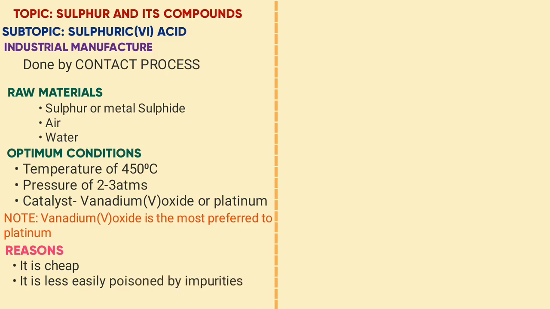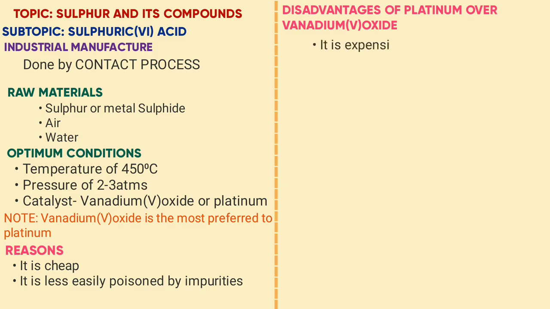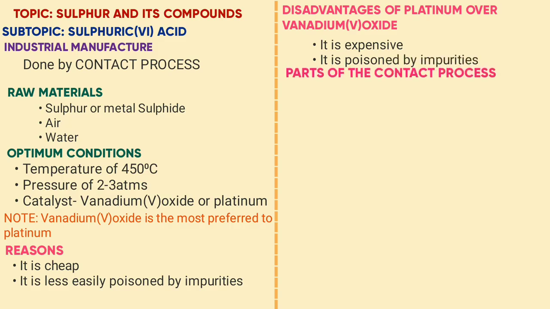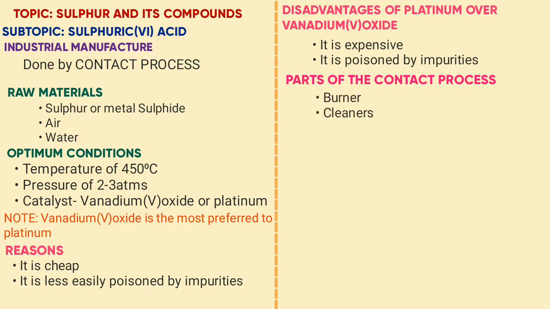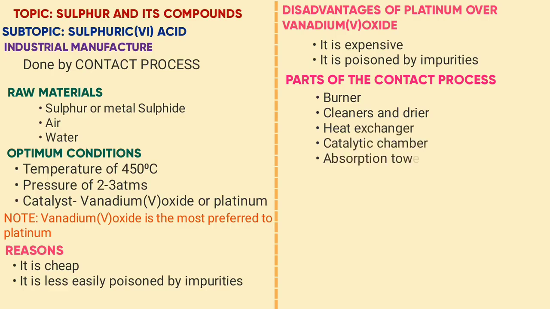Therefore, we look at disadvantages of platinum over vanadium(V) oxide. It is expensive and it is easily poisoned by impurities. Next, we look at the parts of the contact process: burner, cleaners and dryers, heat exchanger, catalytic chamber, absorption tower, dilution chamber. Now, this reaction occurs in 4 stages.